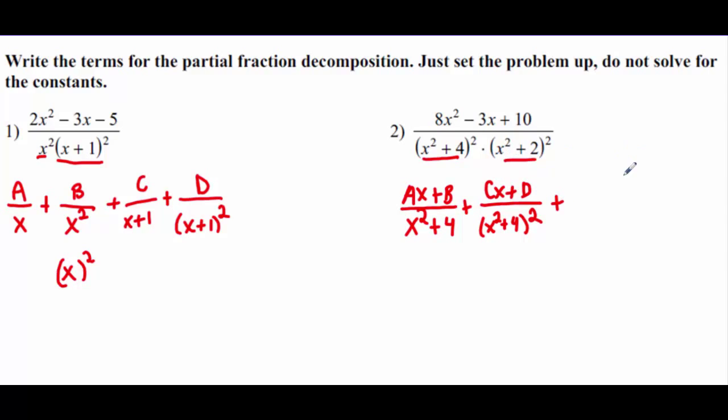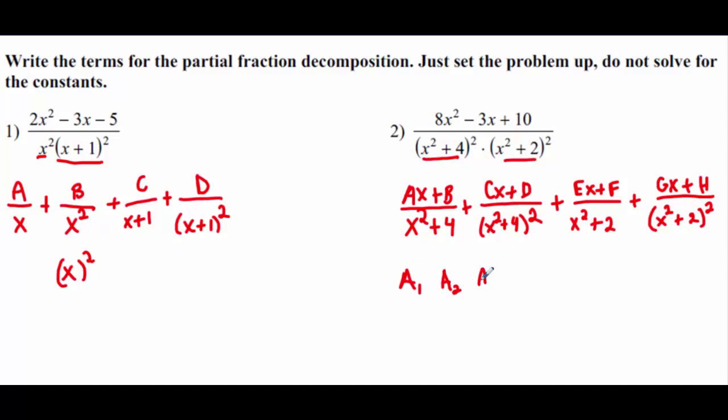And then we're going to do the same thing for x squared plus 2. So just a regular x squared plus 2, and then an x squared plus 2 squared. And so I guess Gx plus H would be my next letters. It doesn't matter what letters you use, like A, B, C, D, E, F, G, H. Sometimes you'll see people use the same letter over and over again, but with a little subscript to show the difference between them. It's really up to you, whatever you are most comfortable with.